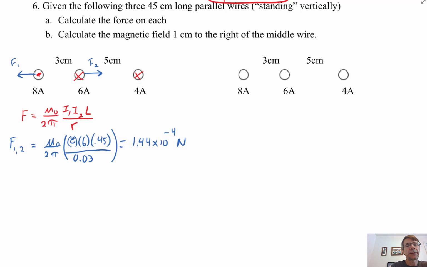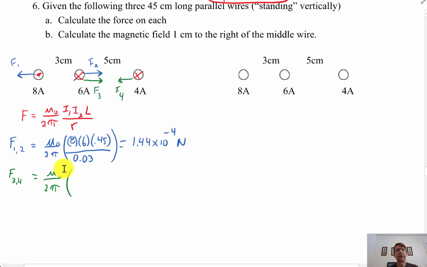Okay, so then I can look at the 6 and the 4. The 6 and the 4 have currents in the same direction, so they attract each other. I'm going to call that F3 and F4. Very similar to an electrostatics problem we did. 3 collinear charges. So you can probably figure out how this will play out. The diagram is very important. So I'm going to do all the math here and then explain it.